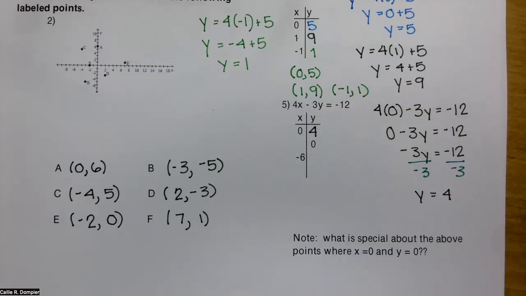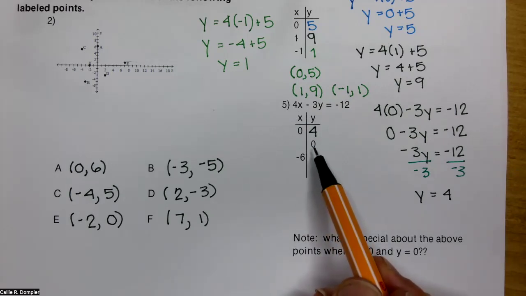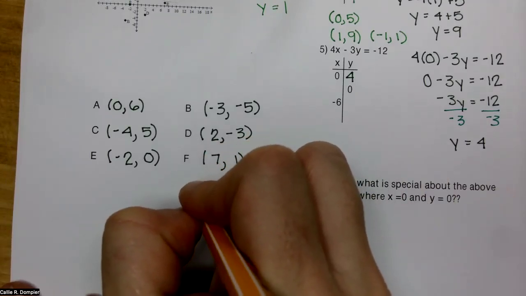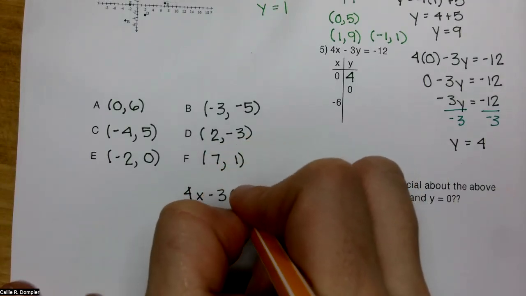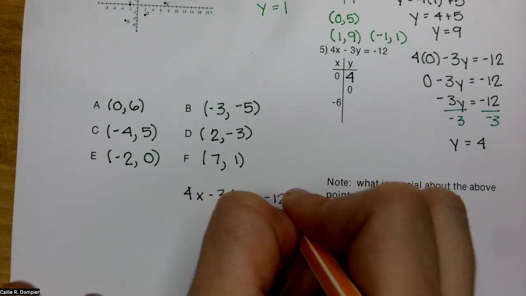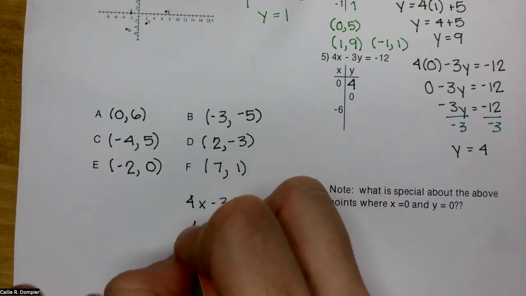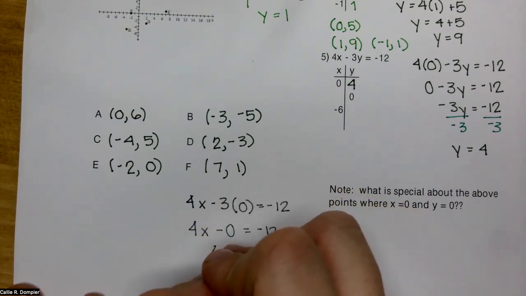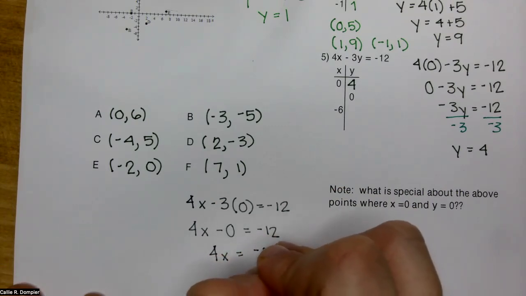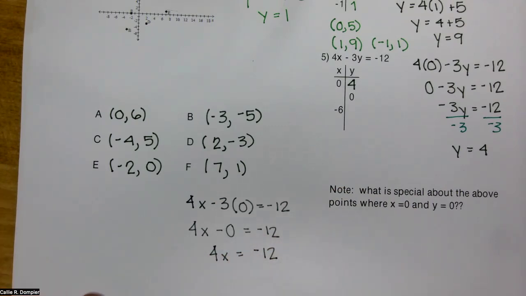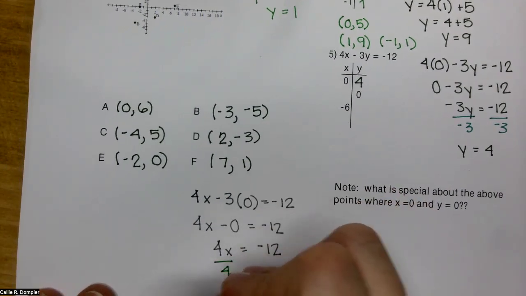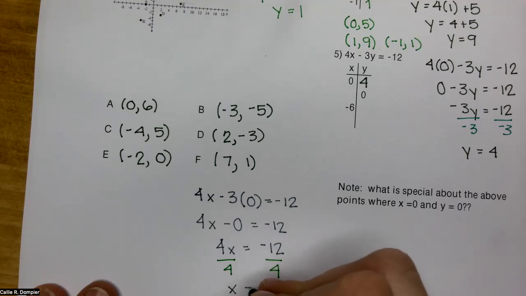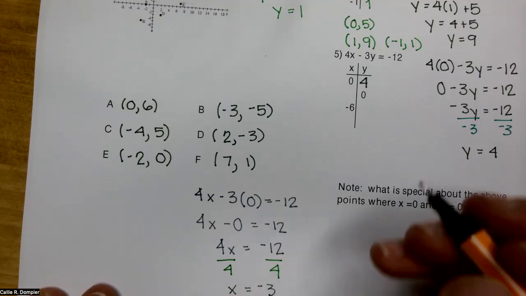All right, now it's giving us the y value and asking us to find x. I'm going to write that down over here. So 4x minus 3, and they said y is 0, equals -12. 4x minus 0 equals -12. So that just means 4x equals -12. Divide both sides by 4 to get x alone. And our answer is that x equals -3.